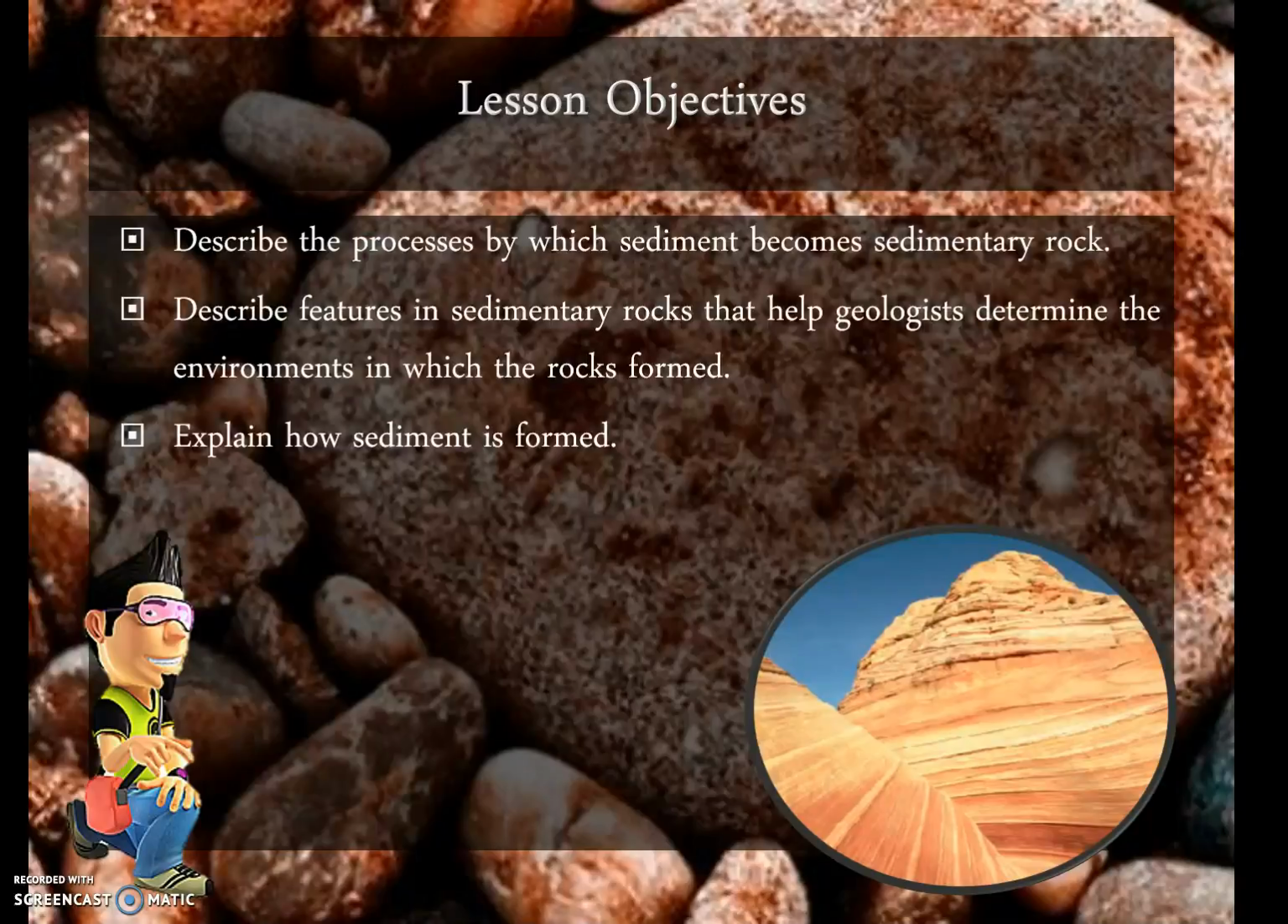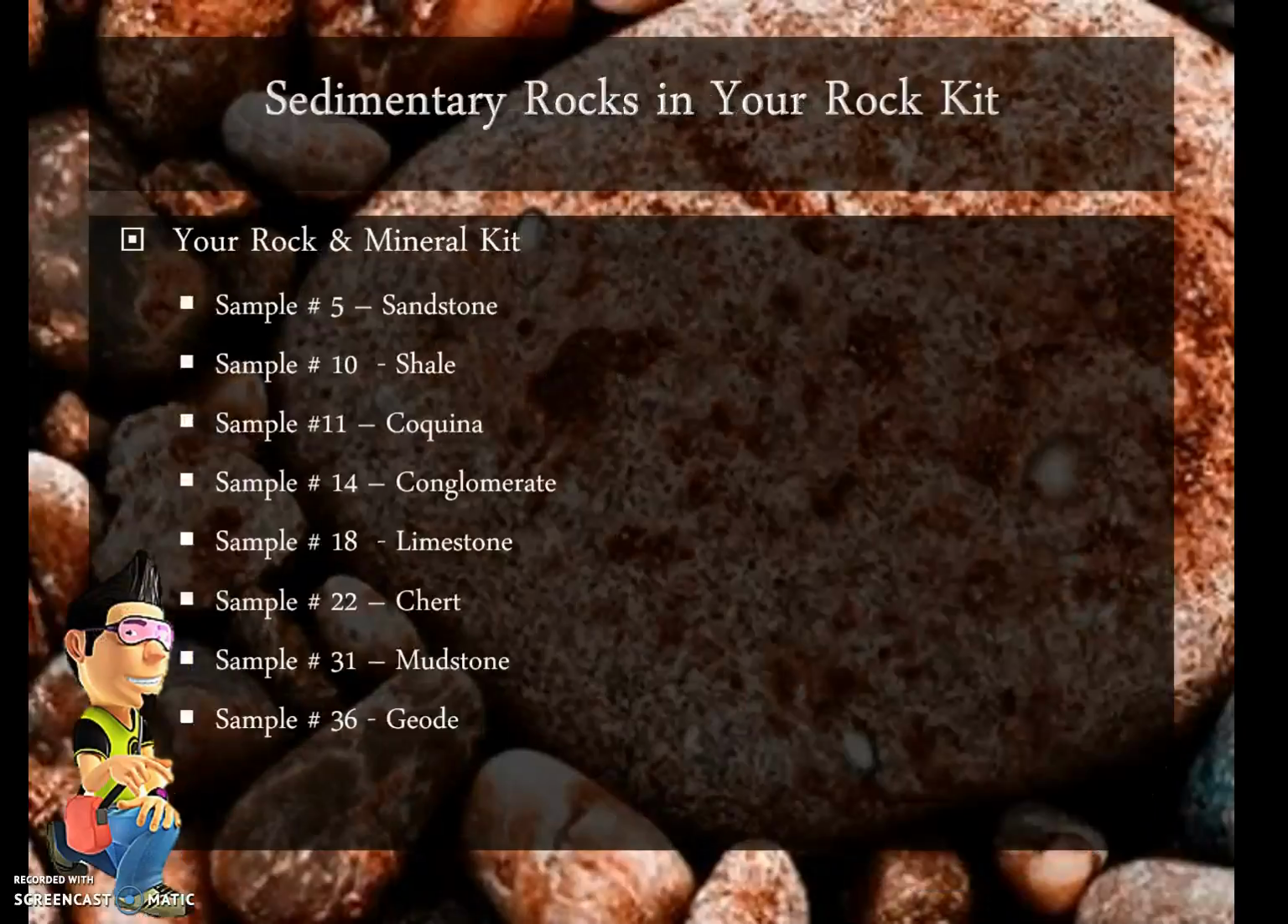Today's goals are to describe the processes by which sediment becomes sedimentary rock. We're going to describe the features in sedimentary rock that help geologists know how it formed, and we're also going to be able to explain how sediment is formed. If you'd like to look at some sedimentary rocks in your rock and mineral kit, here's a list of the sedimentary rocks that can be found in it.